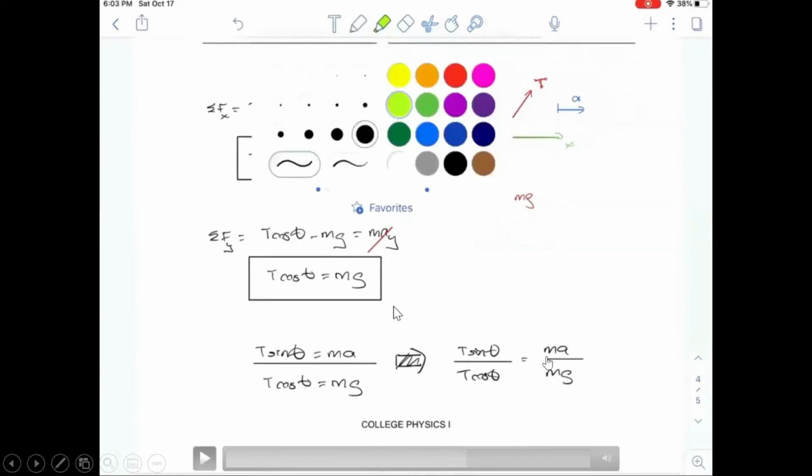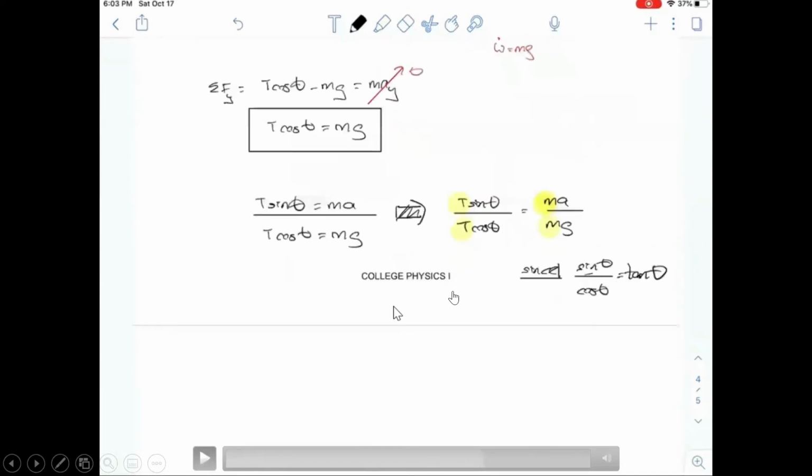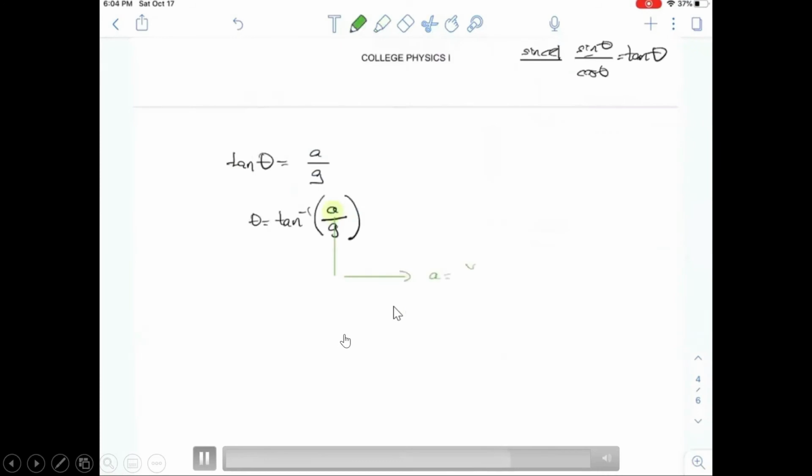The T's will cancel, the m's will cancel. This is kind of neat. You know that sine of theta divided by cosine of theta is the same as the tangent of theta. So we came up with that expression: acceleration divided by g is going to be the tangent of theta. So isolate the angle from here, taking the inverse tangent of both sides, and that's it.